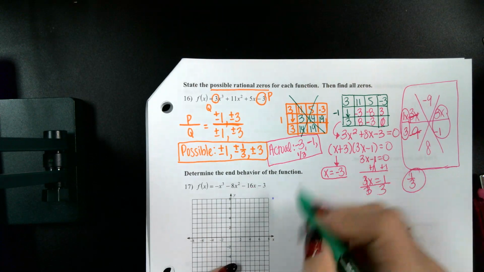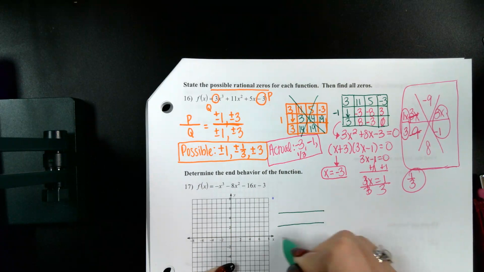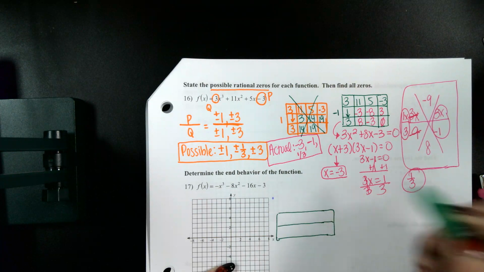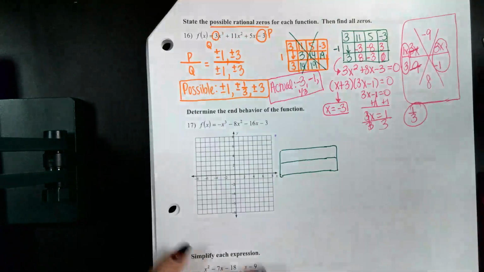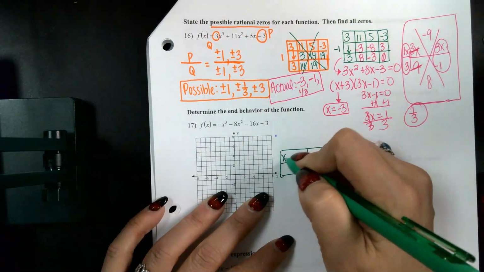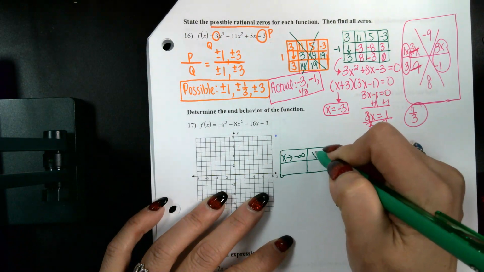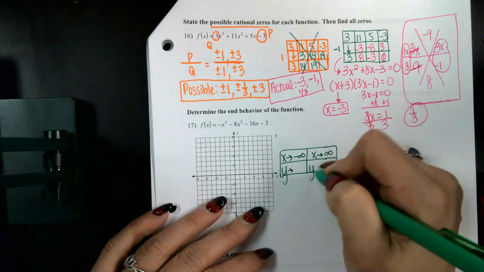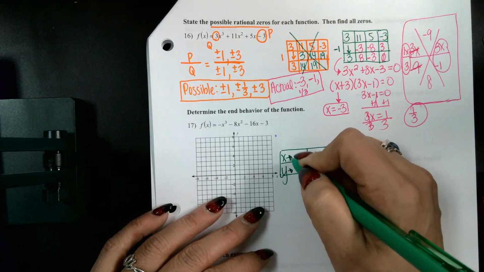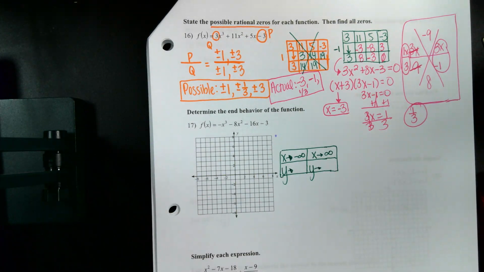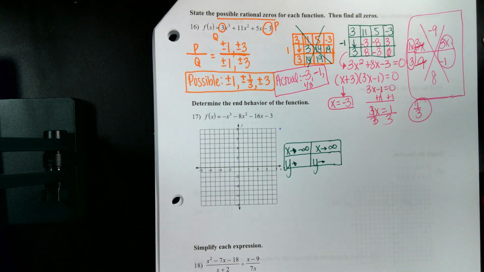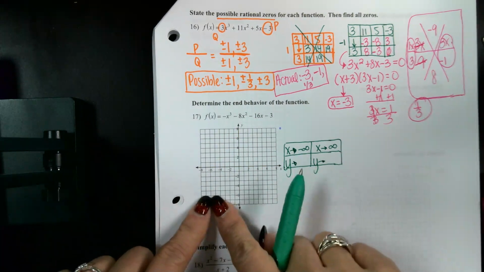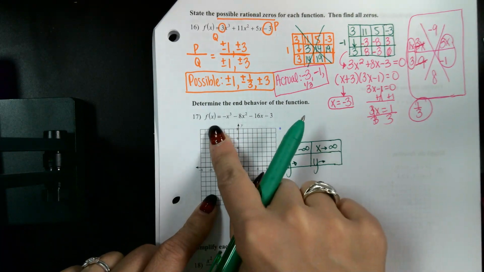Now this next one, I'm going to make a little table here because all it says to do is determine the end behavior. So remember when it says determine the end behavior, they want to know what happens as x approaches negative infinity and when x approaches positive infinity. They want to know what happens to the y. Okay, so now, we don't even have to graph this, and we should be able to figure it out because, remember, when it's x to the third, it's either start low and end high, or it's start high and end low.